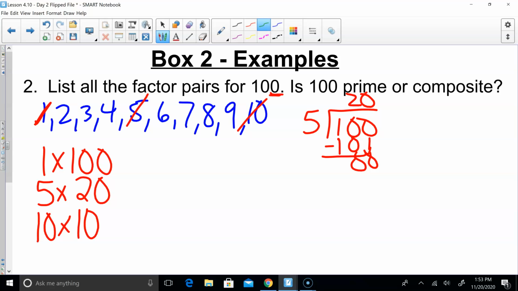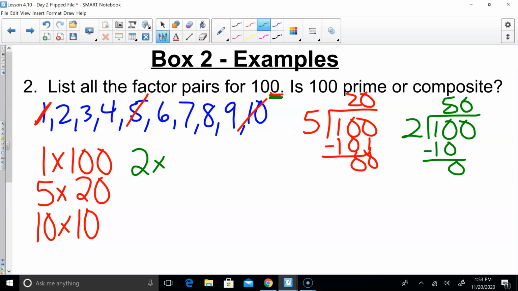So now we look at the next part: is it an even or an odd number? Well, that 0 is part of the evens, like 0, 2, 4, 6, 8. So that means we know 2 would also be a factor pair. So we can take 2 divided by 100, or we think of what is half of 100, which would be 50. So with that, 2 times 50 would be another factor pair. So we can cross off 2 now, because we have that one.